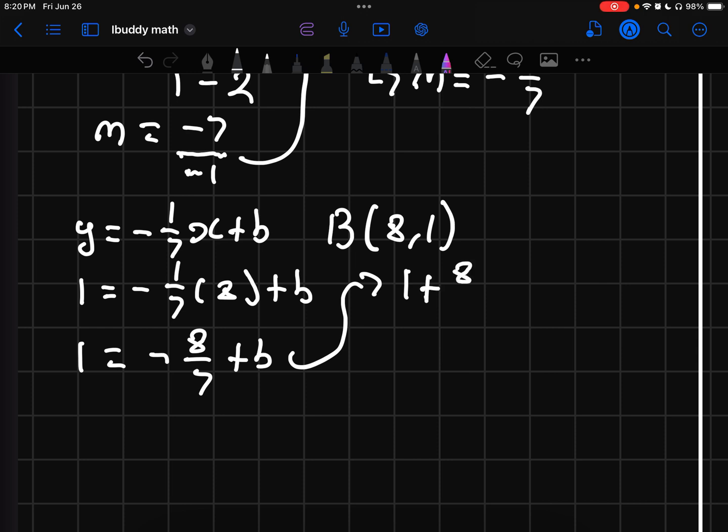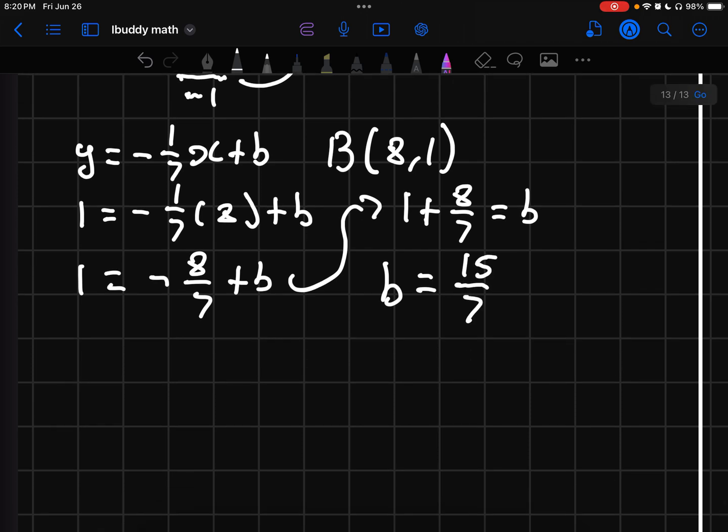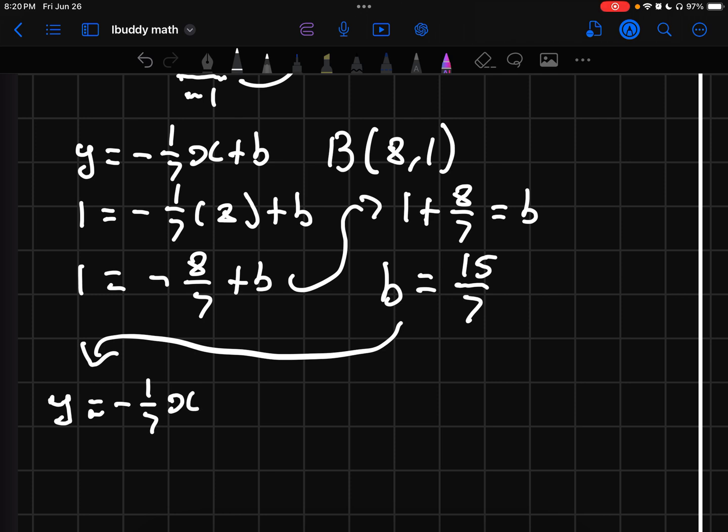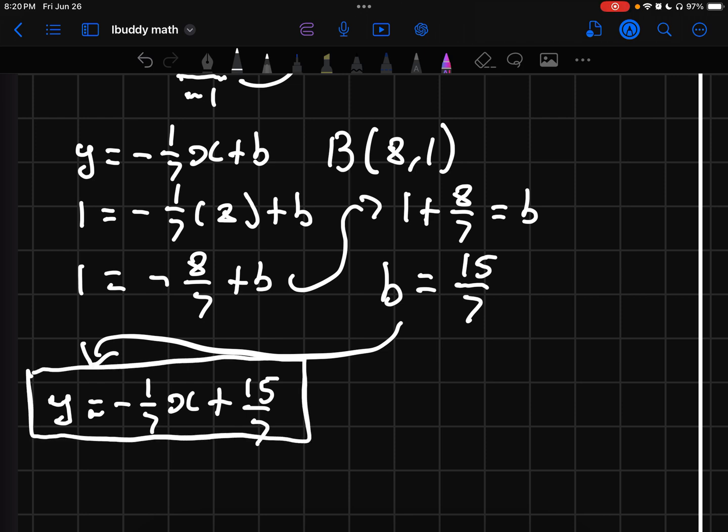1 plus 8 over 7 is equal to b. B is equal to 15 over 7. Now we plug that back into y equals mx plus b, and that would become y is equal to -1 over 7 x plus 15 over 7. So now we have the second equation done.